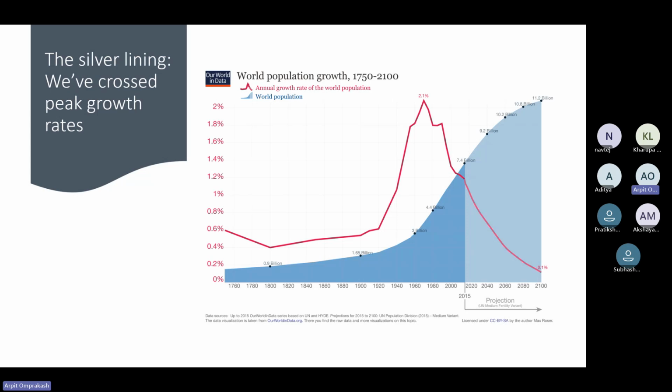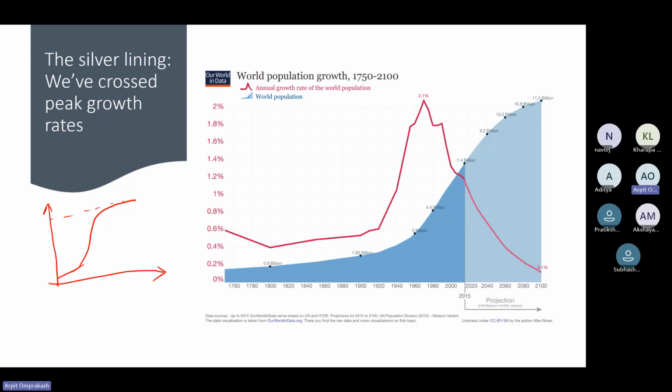Then the other thing I told about population is that it's difficult to control population all of a sudden. But the good news is that we have crossed the peak growth rates of population. So what does that mean? What it means is basically, generally, when you have a population growth curve, it's something like this, right?